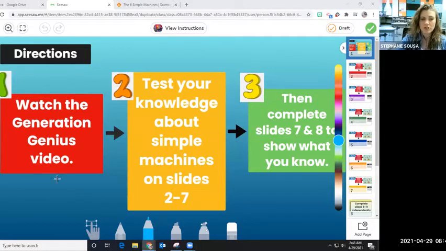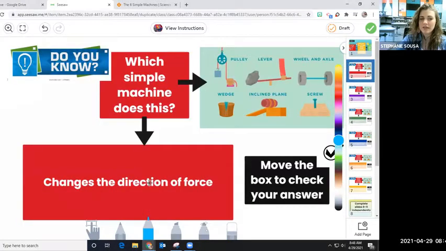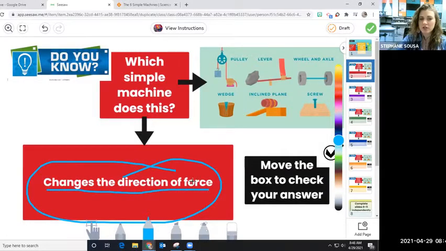It says, watch the Generation Genius video, check. Now it says, test your knowledge about simple machines on slides 2 through 7. So if you take a look at slide 2, you will see a definition. Which simple machine does this? Which simple machine changes the direction of a force? That's a trick question.